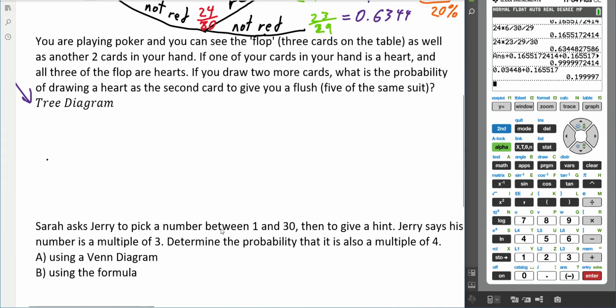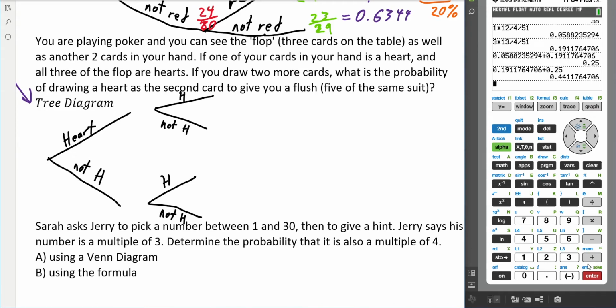So we're going to start off here. We're going to say heart, not heart. All right, so this is out of 52 cards in total.